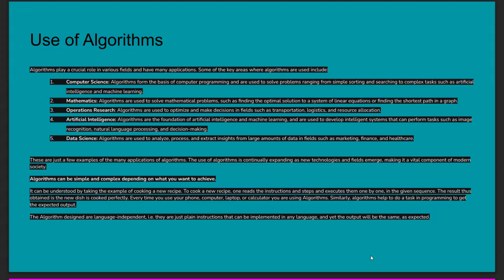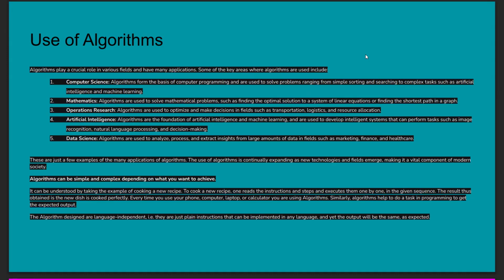So next one, use of algorithms. We have some uses by using these algorithms also. Now we will see what the uses of algorithms are in this slide.